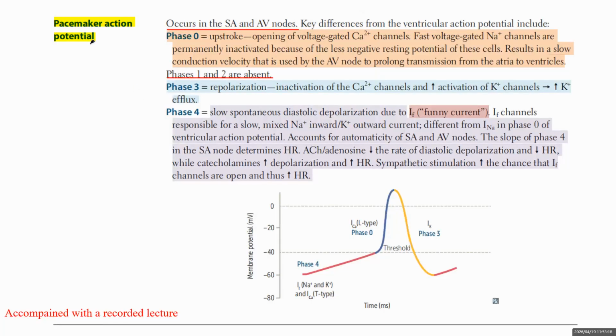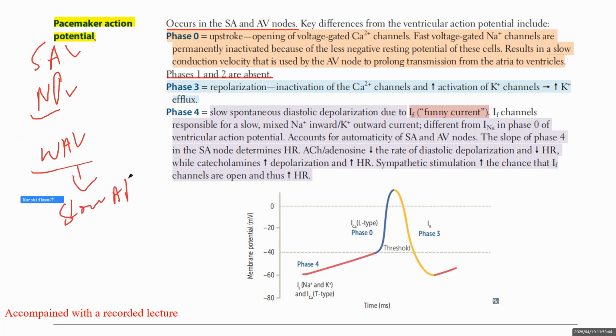Hey everyone, in this lecture I'm going to explain the pacemaker action potential in a very simple, logical way. This is an important topic because it will help you understand how the heart generates its own rhythm and why the SA node acts as a natural pacemaker, why the AV node conducts slow action potentials, and how it all affects the heart rate to increase or decrease, and many other concepts too.